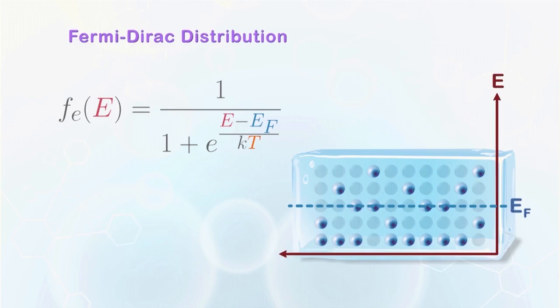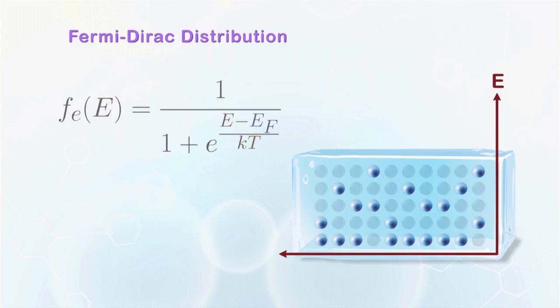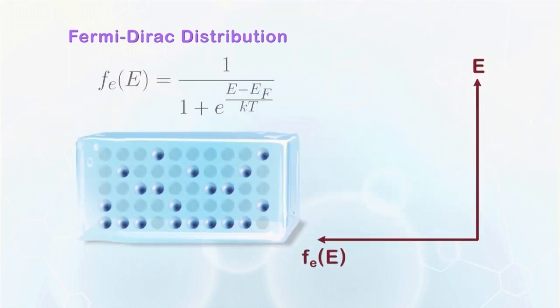T is the absolute temperature in Kelvin, and k is the Boltzmann constant with a value of 1.38 times 10 to the power minus 23 joule per Kelvin, or 8.62 times 10 to the power minus 5 eV per Kelvin. Let's spend some time to study the behavior of the Fermi-Dirac function.